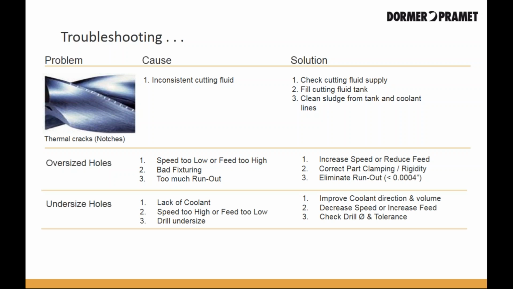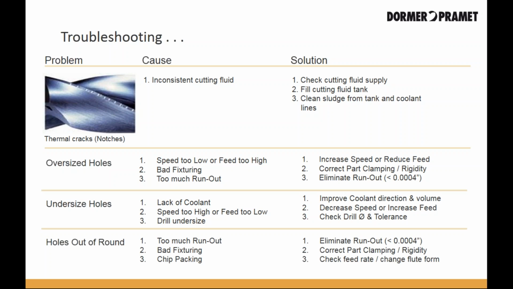Undersized holes. This can be caused by a lack of coolant, your speed being too high or your feed being too low, or your drill being undersized. So improve your coolant direction and the volume of coolant, decrease speed or increase your feed rate, and check your drill diameter and your tolerances. Make sure everything is to spec.